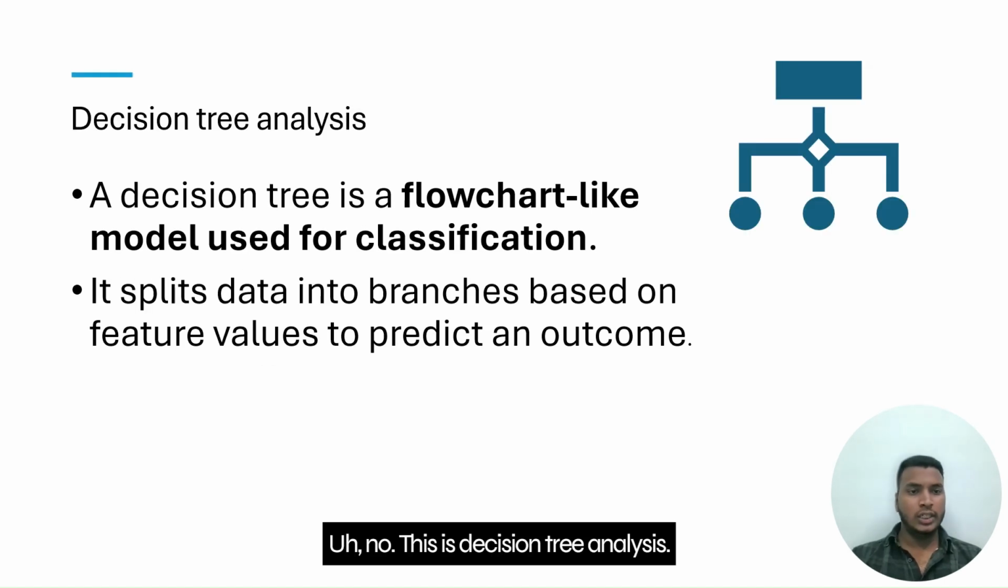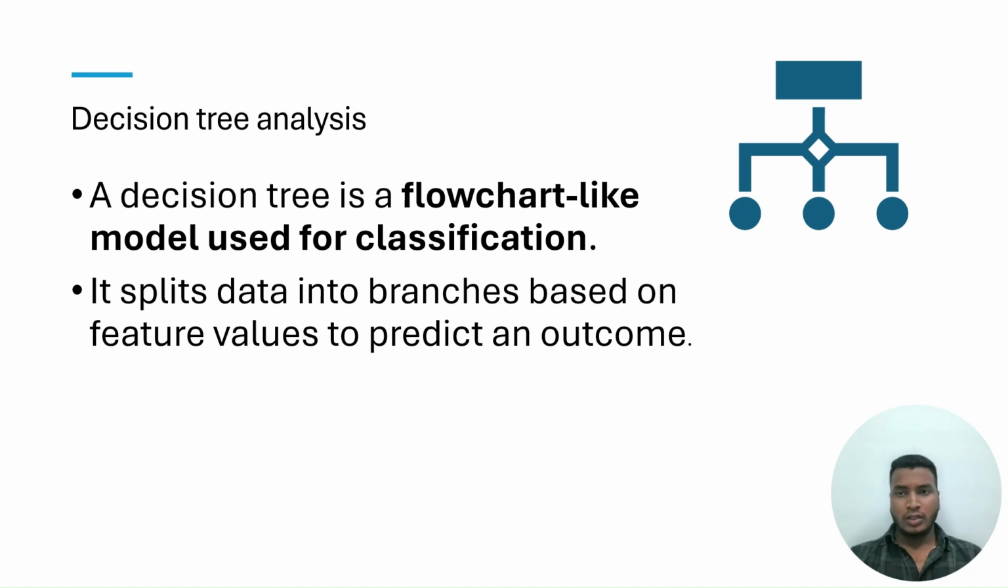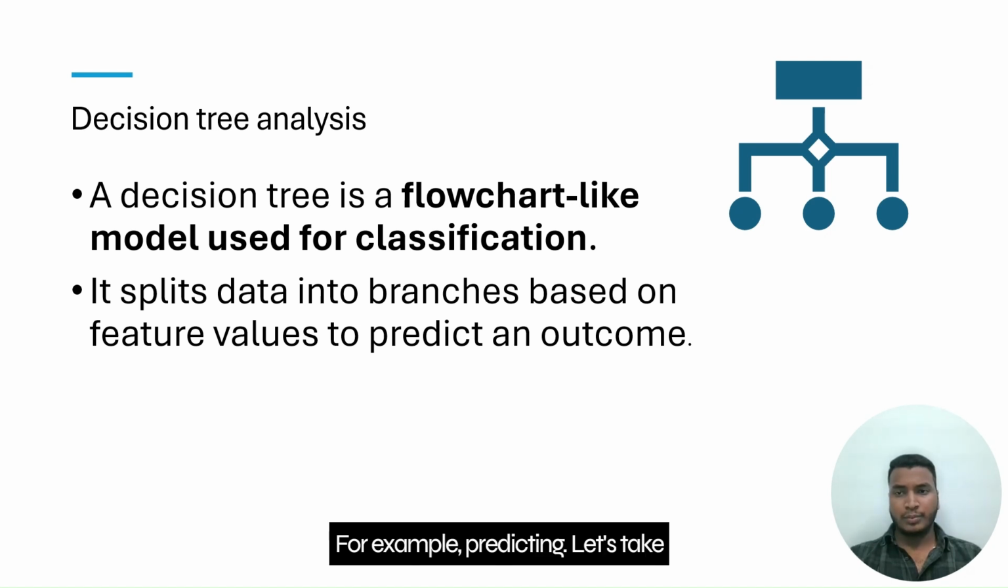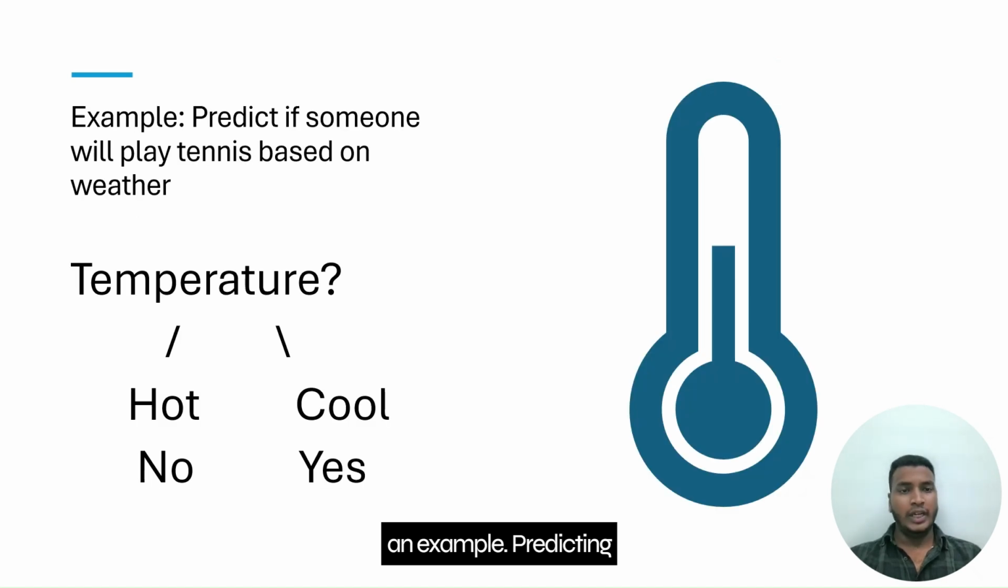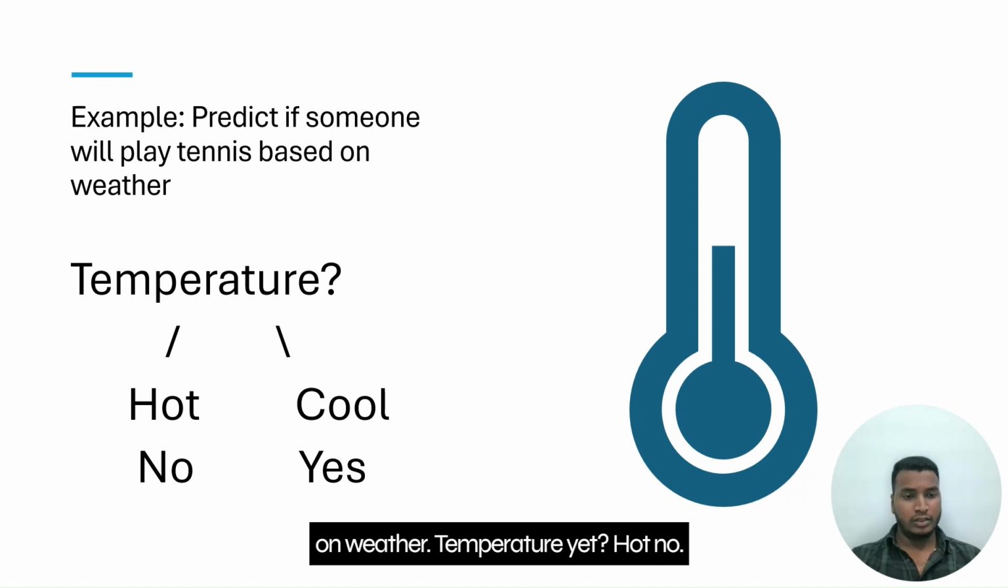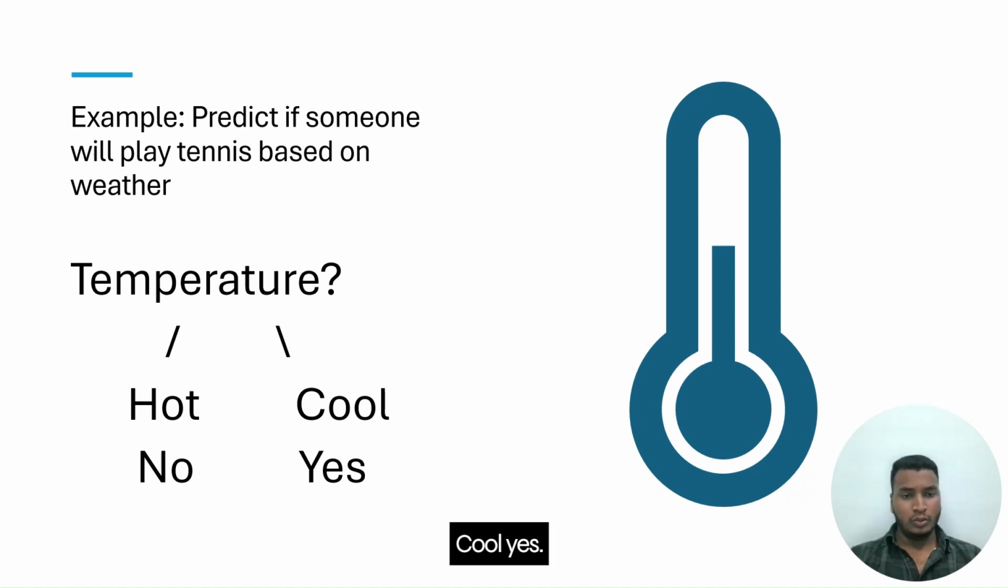And now this is decision tree analysis. A decision tree is a flowchart-like model used for classification. It splits data into branches based on the features to predict an outcome. Example, let's take predicting if someone will play tennis based on weather and temperature. Hot, no. Cool, yes.